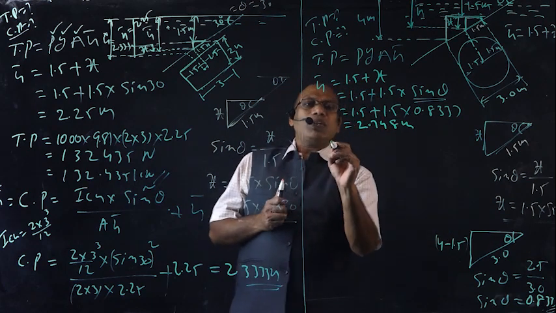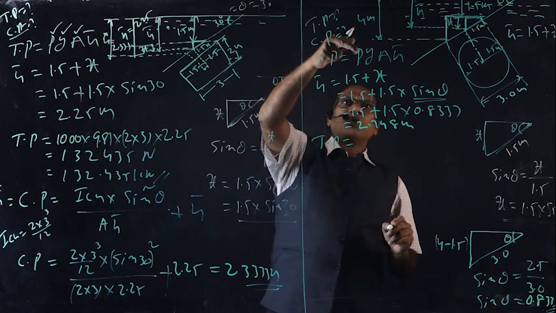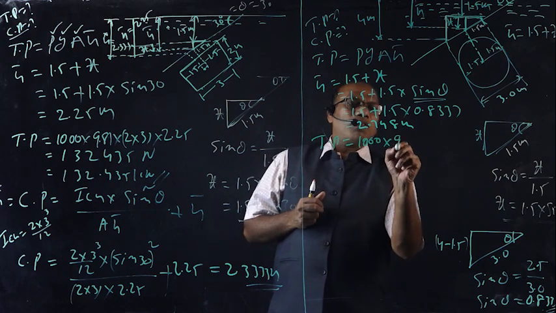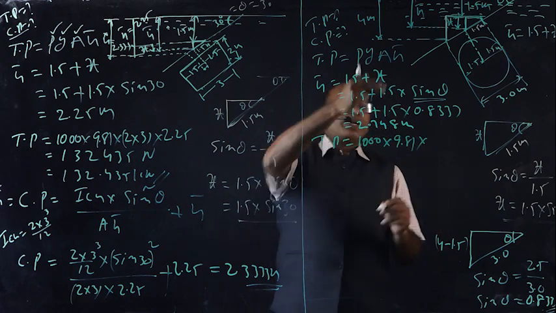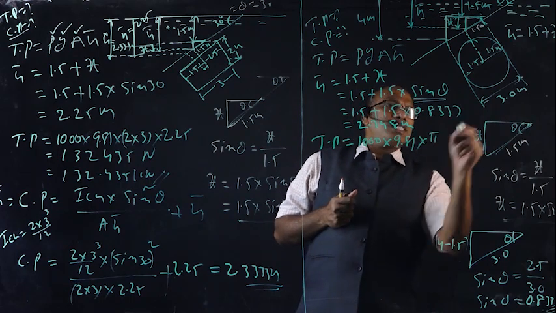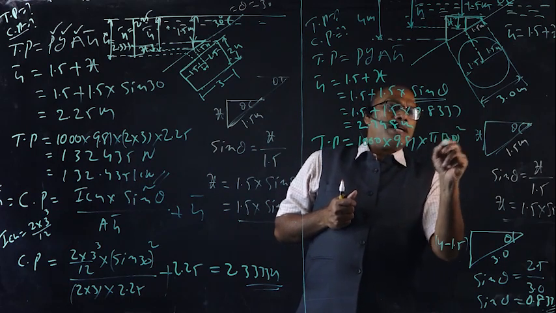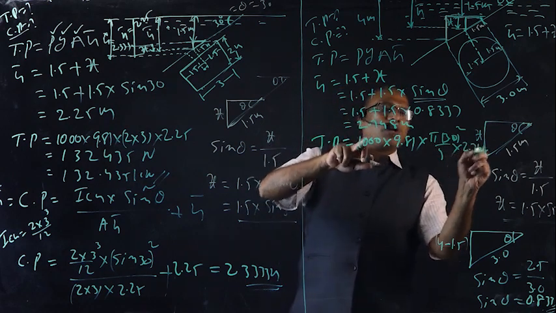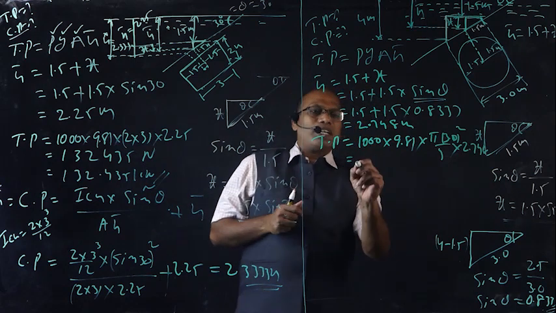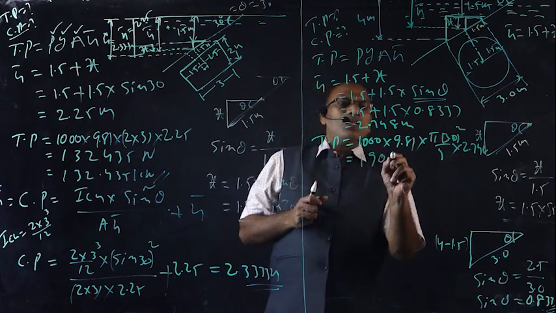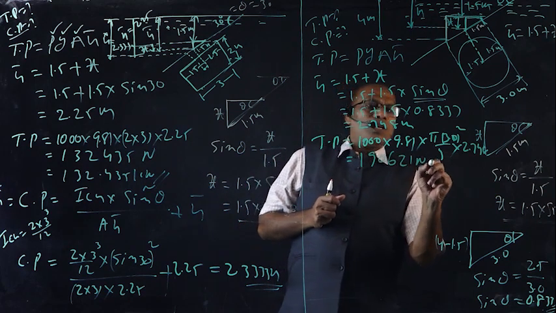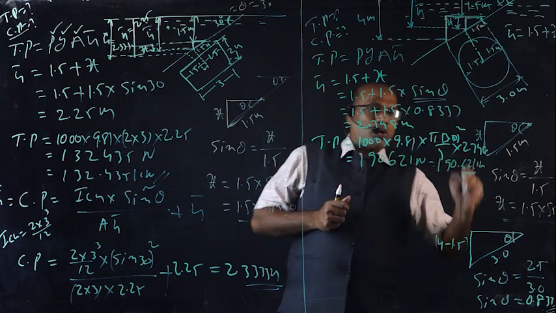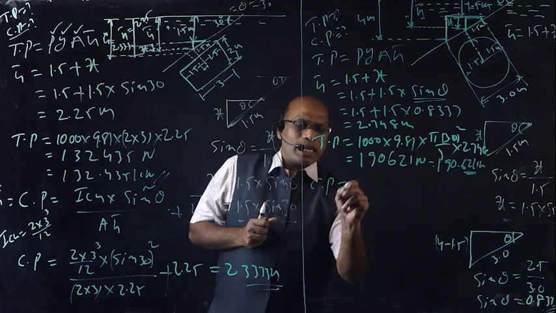Now we are going to determine the total pressure. P is equal to rho g A h bar. Rho is 1000 kg per meter cube, g is equal to 9.81, A is pi d square by 4 with d equal to 3 meters, into h bar is 2.748 meters. Finally, total pressure is equal to 190621 newtons or 190.62 kilonewtons.